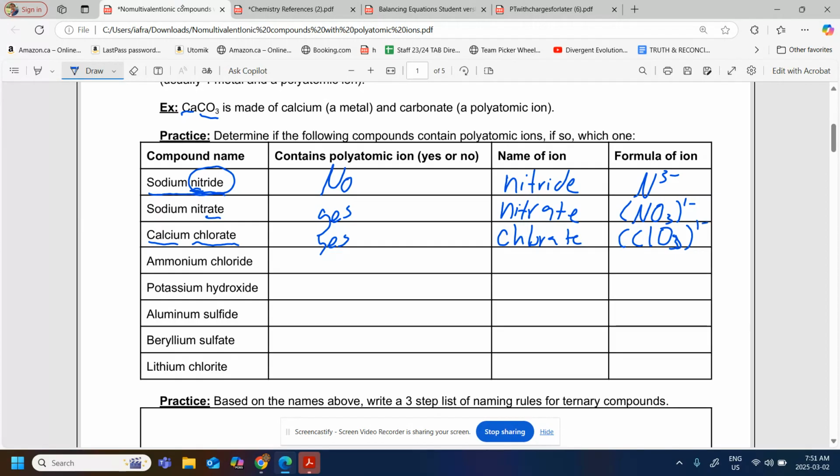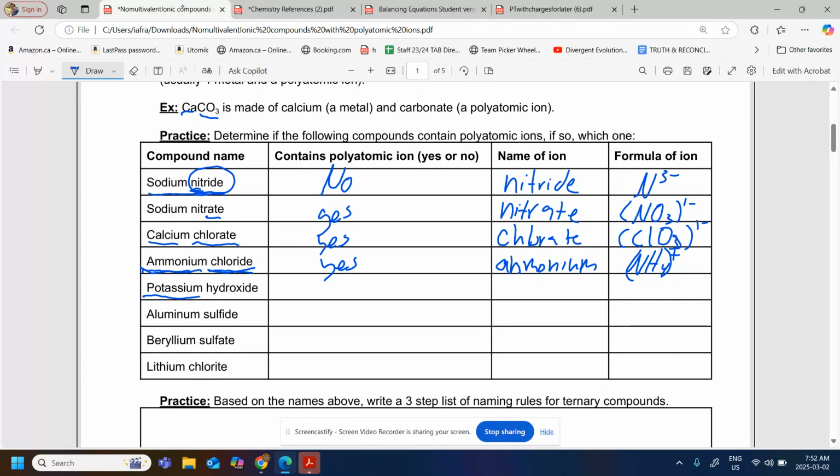Okay, this one's interesting. Ammonium chloride. Look at the second name, chloride. That's not chlorate or chlorite. It's not hydroxide or cyanide or ammonium. So the second one is not a polyatomic ion, but the first one is, because it's ammonium. I expect you to know ammonium is a polyatomic ion. And we have NH4 plus 1, or 1 plus.